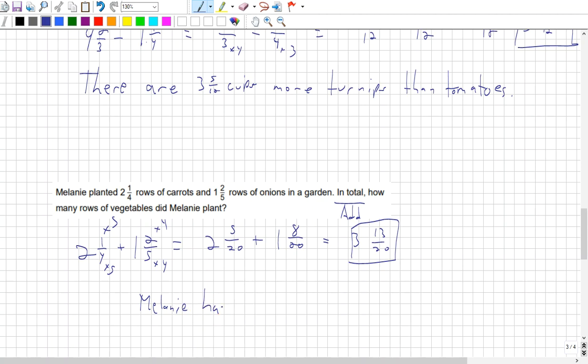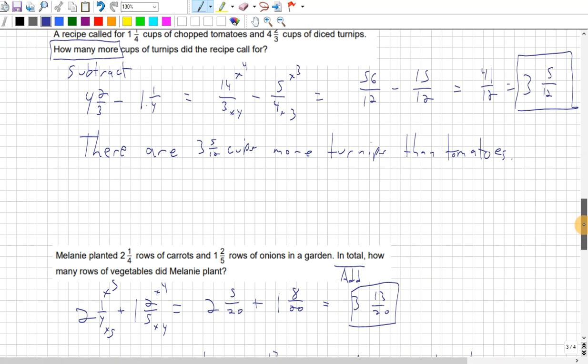Melanie has 3 13/20 rows of vegetables. Okay, so in total, again, add; how many more are there, then you would subtract.